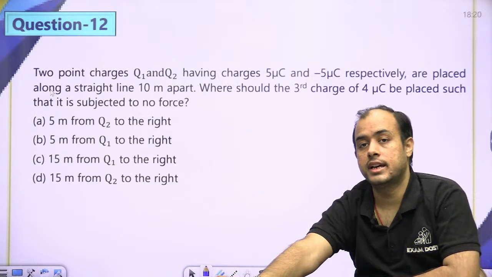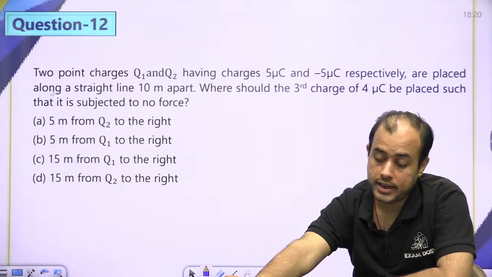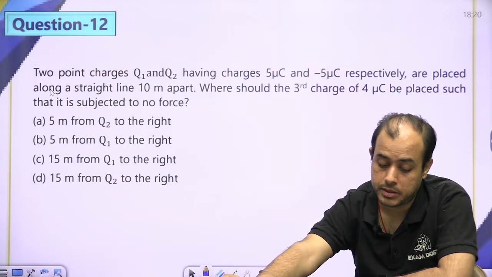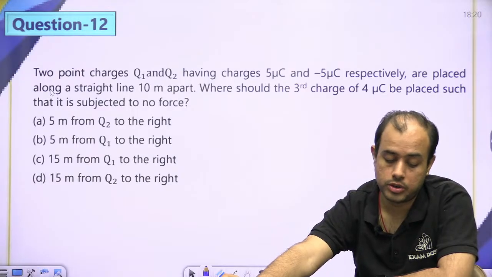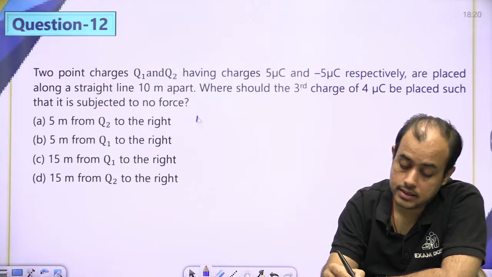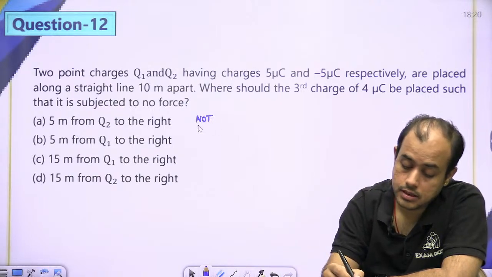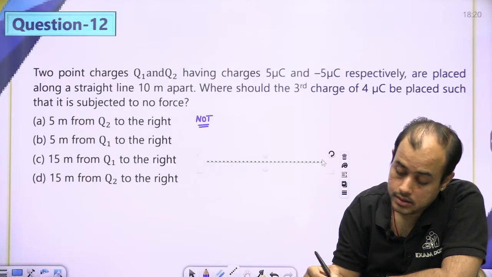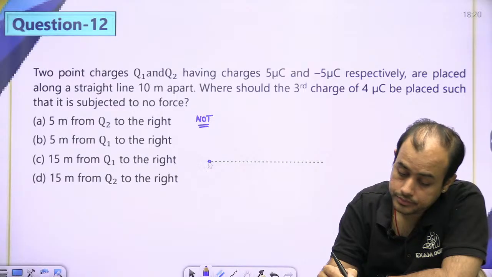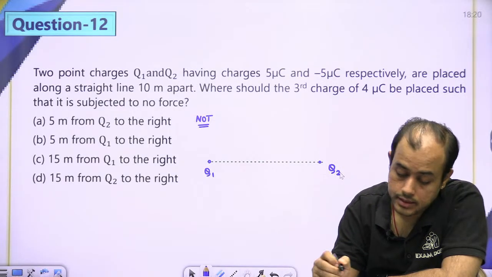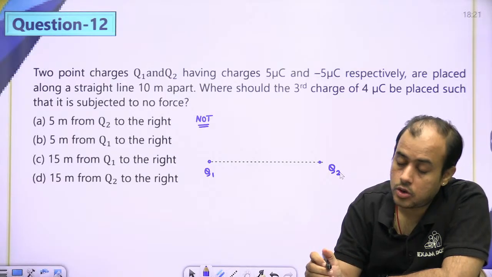What will come? D is asked, right, not E. Two point charges are placed along a straight line, where should the third charge be placed such that it is subjected to no force? The answer will be none of these. Look, both charges are positive and negative, right. So suppose q1 and q2 are at 10 meter.